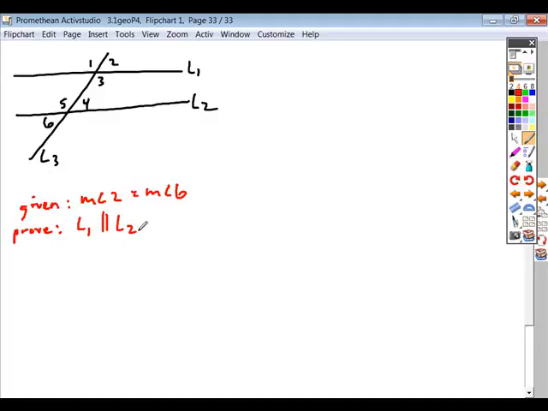Angles are 2 and 6. Okay, so is it possible to say that if alternate exterior angles are equal, then lines are parallel based on this relationship?